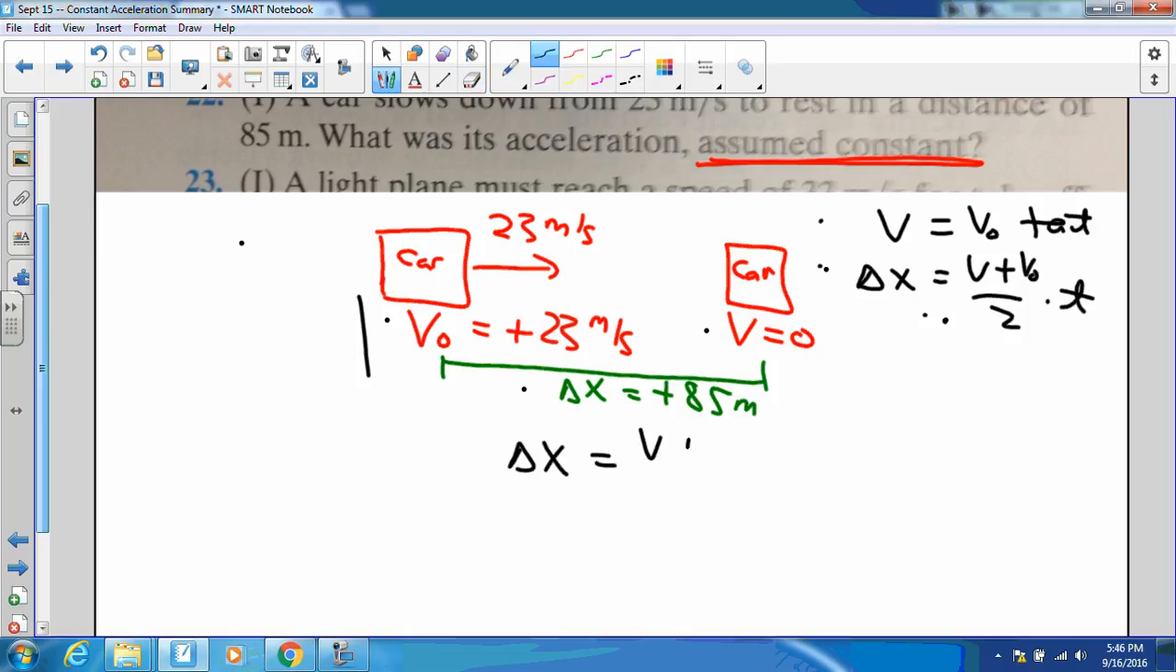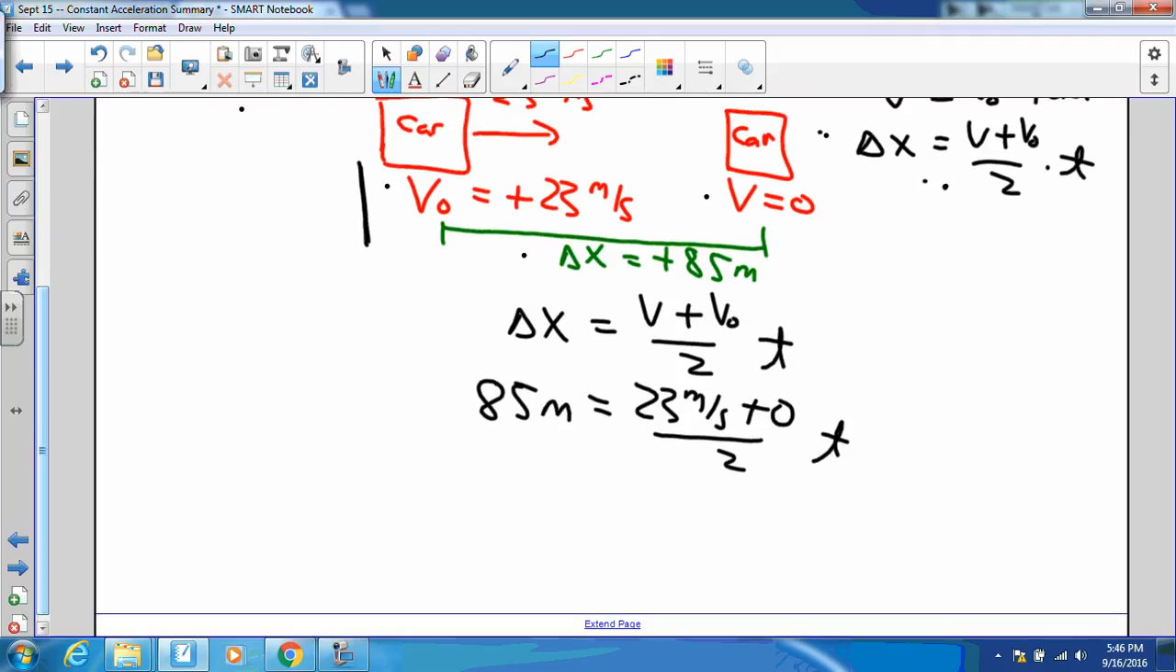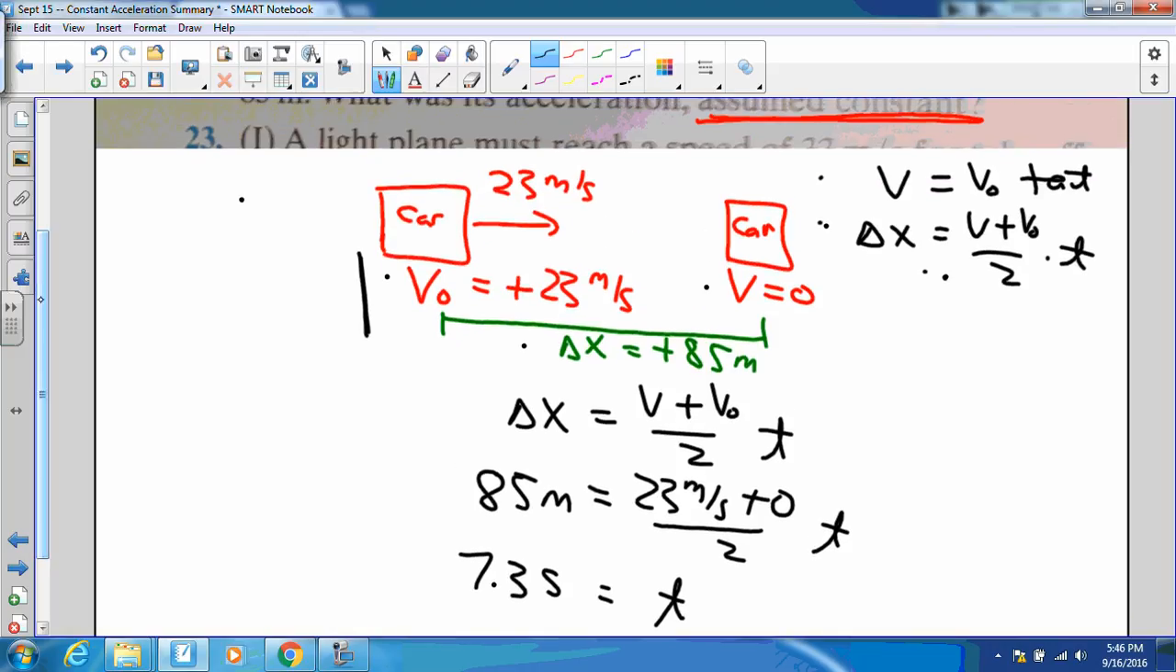the last variable. Let me write the equation first. So formula, then plug in. 85 meters equals 23 meters per second plus 0 over 2 times time. I just pulled that information straight from what I had already observed. And then I solve for the time using calculator, and when I do, I get 7.3 seconds for the amount of time. What does this mean?